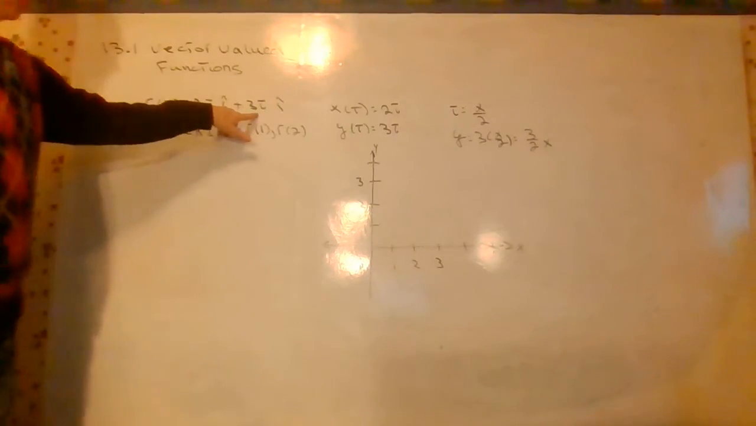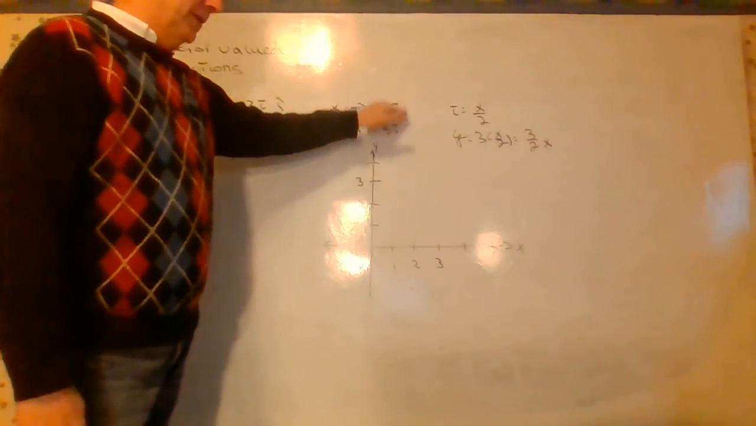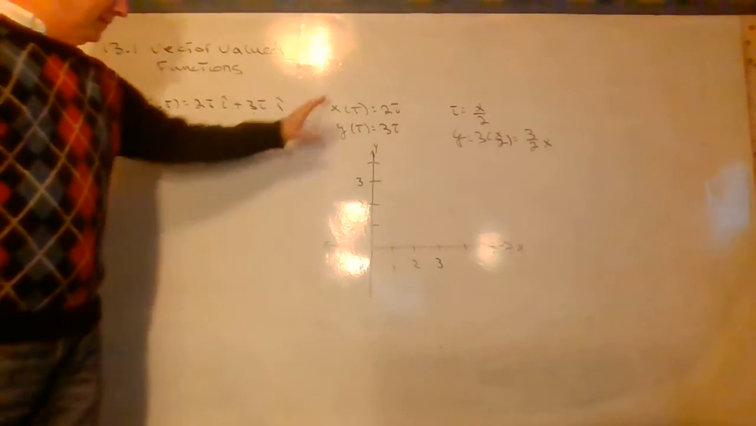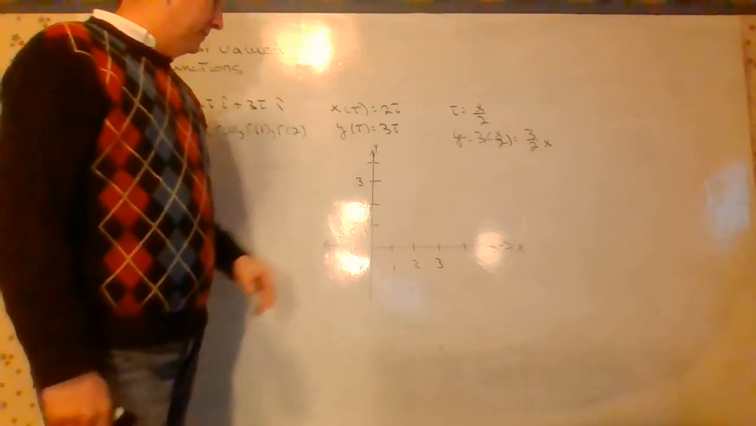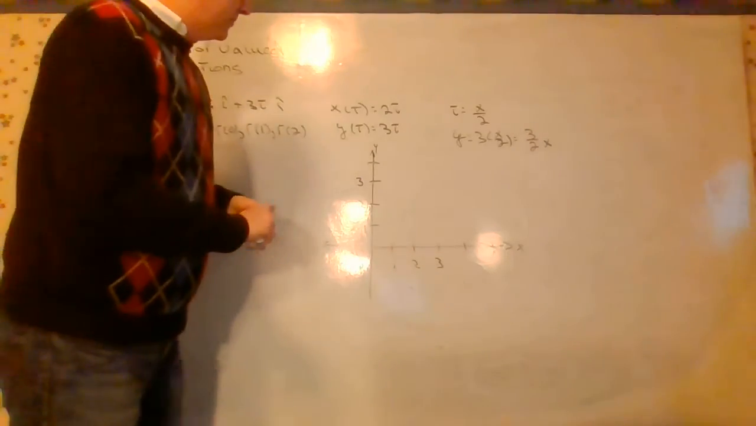Well, this is nothing more than x equals 2t and y equals 3t. It's a parametric curve. x and y are both related to time. Both are linear functions. That would give us a straight trajectory. And we could find out what their trajectory is.